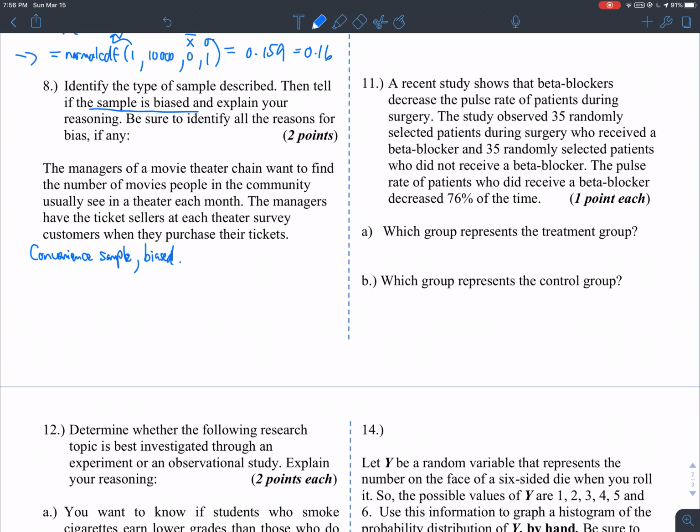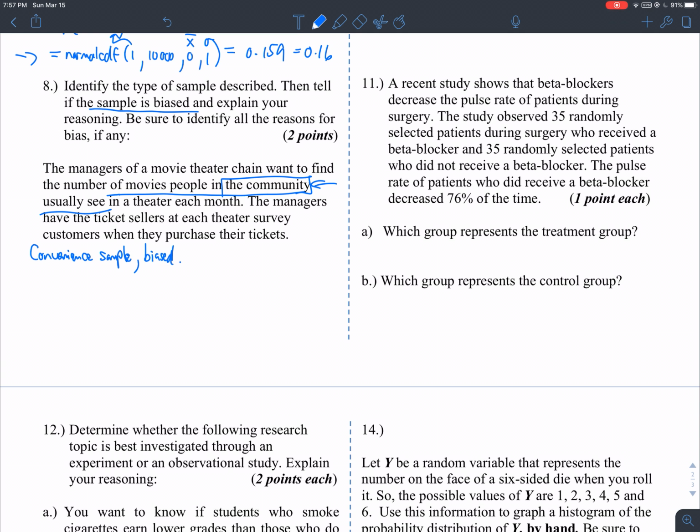Explain your reasoning, and what would happen here? All right. So if I want to know the number of movies people in the community usually see, then I should go to the community. But I'm not going to the community. I'm going to the people already at the movie theater. So I'm missing the population.